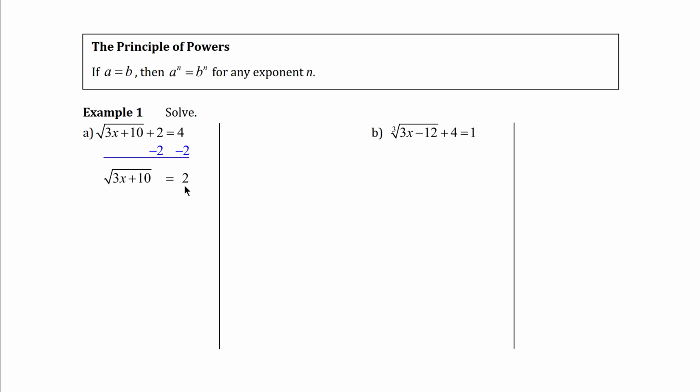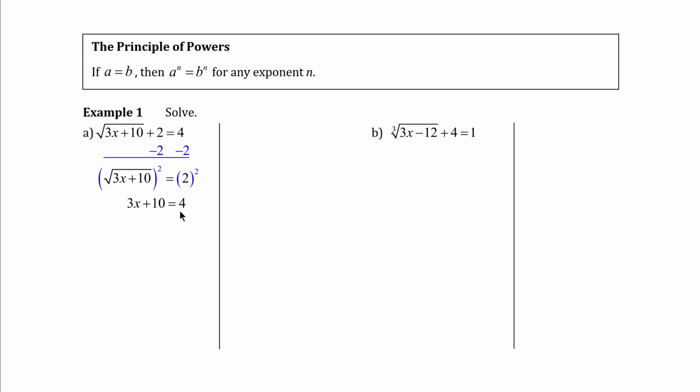The next step here is getting rid of the radical. To do this, we're going to use the principle of powers by taking the square of both sides of the equation. Starting with the left-hand side, we take the square of the square root of 3x plus 10. This will just be 3x plus 10. On the right-hand side, we have 2 squared, which is 4. The result is 3x plus 10 equals 4.